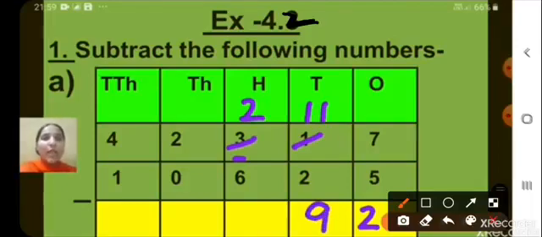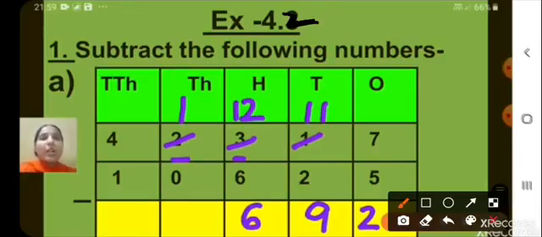Now let's move to hundreds place. There you can see 2 minus 6, that is again not possible. It means now we have to borrow from thousands place. And what is the digit at the thousands place? 2. So now we'll borrow 1 from there. So what will be remaining here? 1 only, and this will become 12. At the hundreds place, 2 hundreds become 12 hundreds now. So 12 minus 6, what we'll get? 6 only.